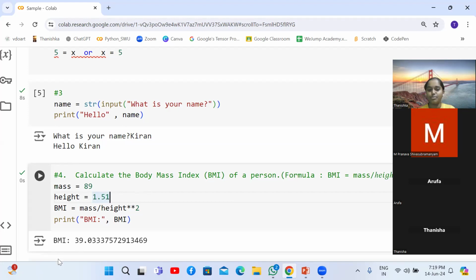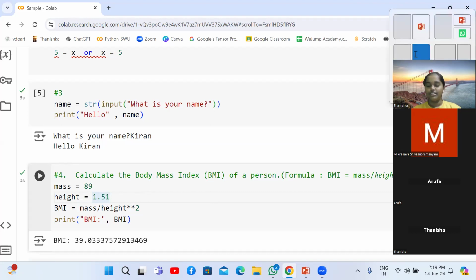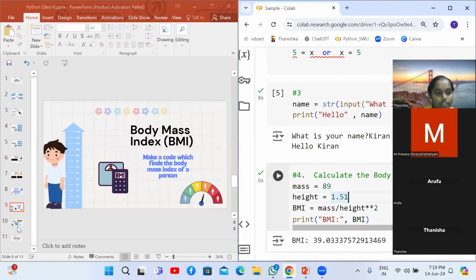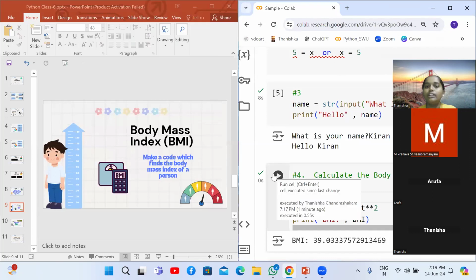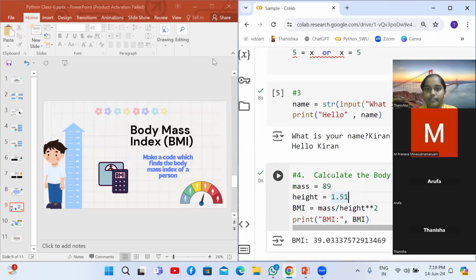If it's more than 25 or something like that, it is obesity, right? Do you guys know about it? Okay, we can continue then. And then this one is completed. The last question. I request Arufa, you can present your screen and explain it. Yeah, okay.